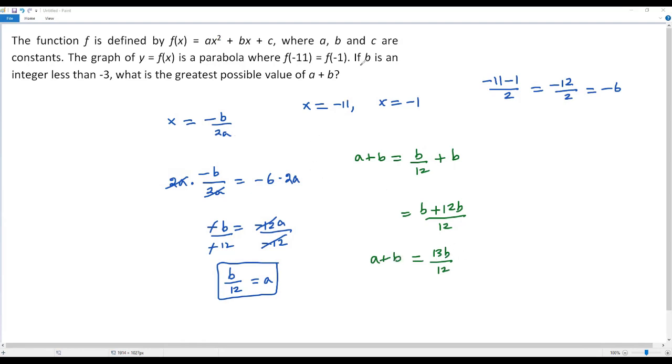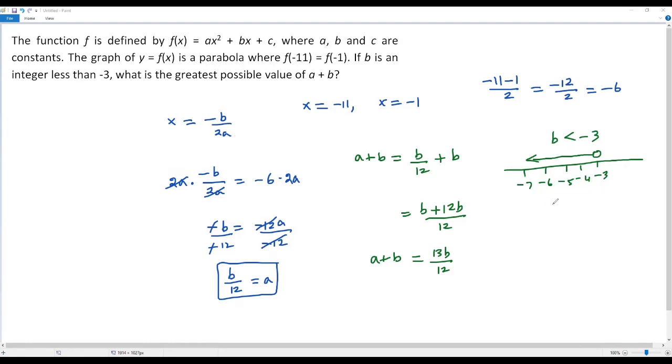Okay, now let me consider this particular piece of information. That is, b is an integer less than negative 3. Let me draw a number line. Let me take negative 3 over here, negative 4, negative 5, negative 6, negative 7. Here b is less than negative 3. That is, negative 3 is not included. We can consider any integer value less than negative 3 for b. So we can consider negative 4, negative 5, negative 6, negative 7. All of them are integer values, and all these integer values are less than negative 3.